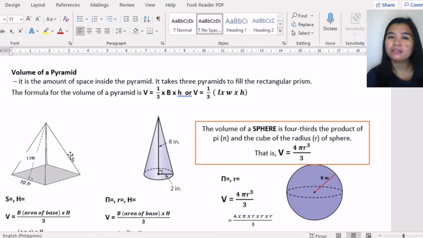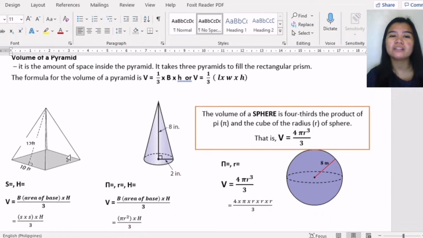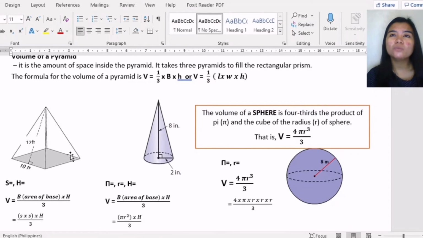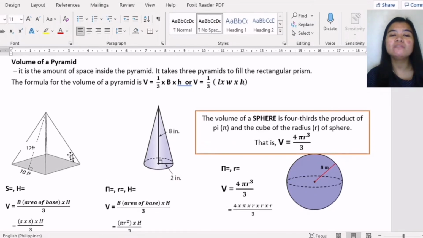Halimbawa, square pyramid or sabihin nating rectangular pyramid kasi halos pareho lang din naman ang magiging formula nun. Sabi dyan, 1/3 times area of the base and then times height. So, nadagdagan lang siya. Kung ang prism is area of the base times height, kapag pyramid naman, 1/3 times area of the base times height. So, nadagdagan siya ng 1/3. Yun lang ang pagkakaiba ng volume of a prism sa volume of a pyramid.